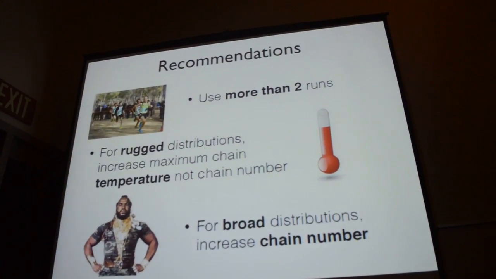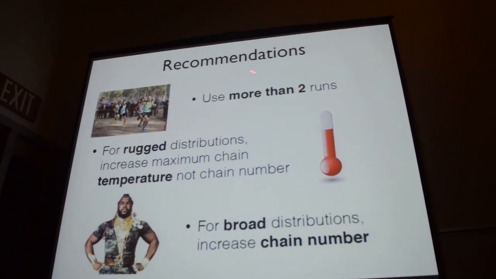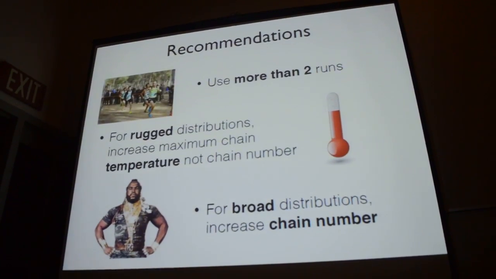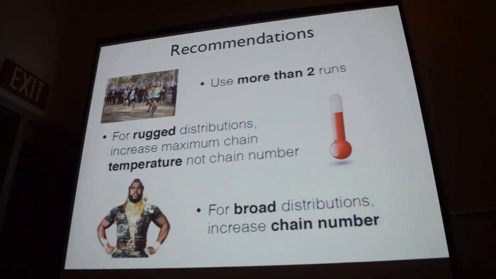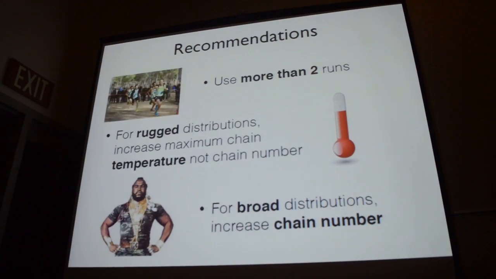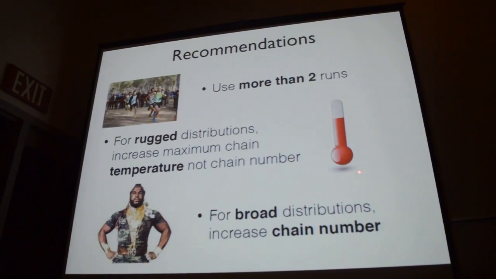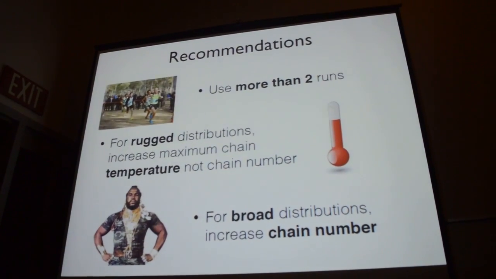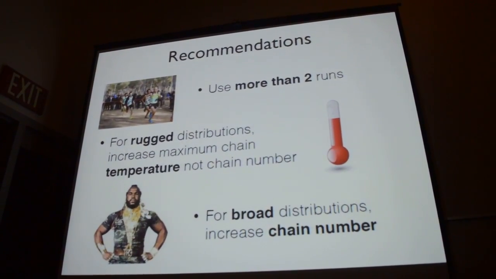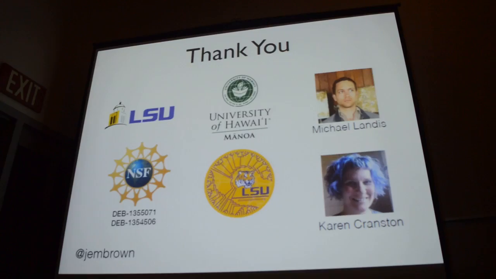So yeah, just some brief recommendations. Using more than 2 runs is definitely helpful to avoid this sort of spurious convergence. For rugged distributions, increasing chain temperature rather than chain number is helpful. And for broad distributions, increasing chain number rather than temperature might be the better way to go.